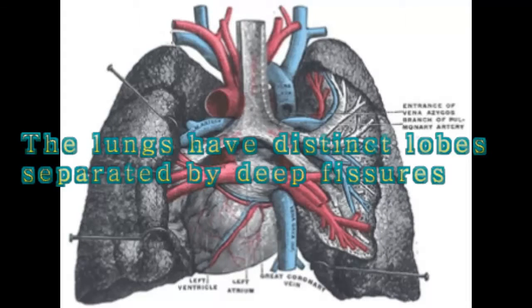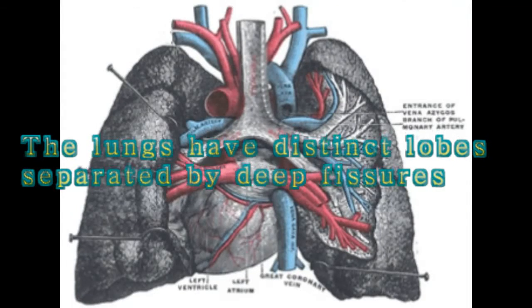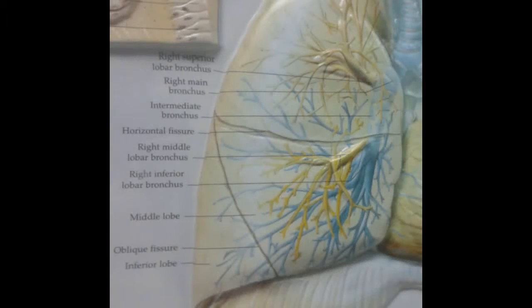The lungs have distinct lobes separated by deep fissures. The right lung has 3 lobes, which are superior, middle, and inferior, separated by the horizontal and oblique fissures. As we all know, we have 3 lobes in our right lung, which are superior, middle, and inferior. So we talk about the right superior first.